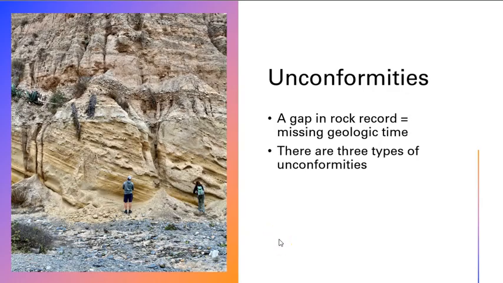Unconformities represent a gap in the geologic record between the rock above and below the unconformity. Unconformities happen when deposition of sediment stops or erosion removes rock before deposition resumes. This cycle may take tens of millions of years, removing tens of millions of years of the rock record, and therefore tens of millions of years of geologic time. Let's take a closer look at the three types of unconformities.